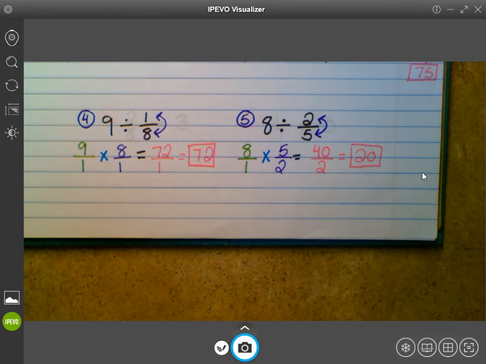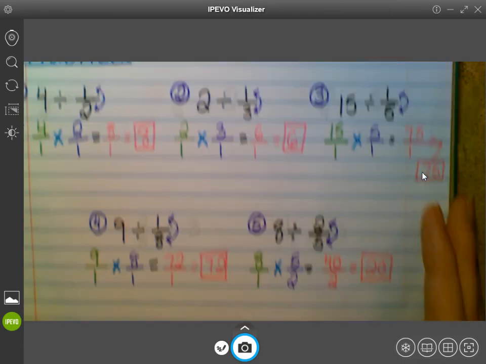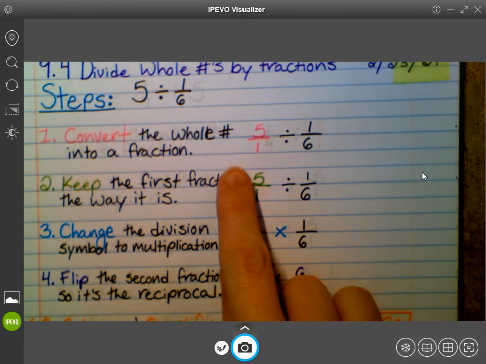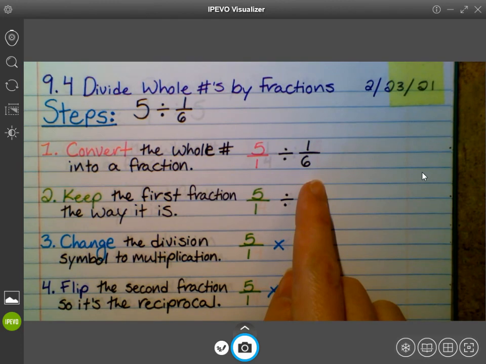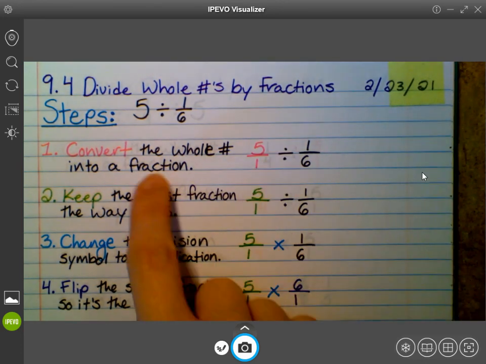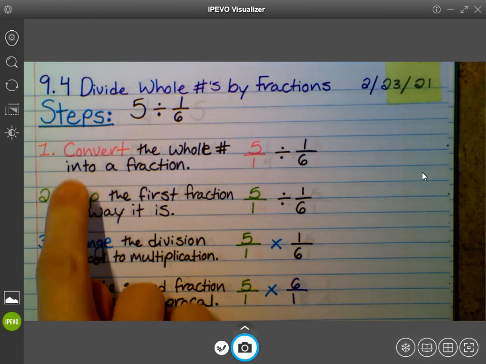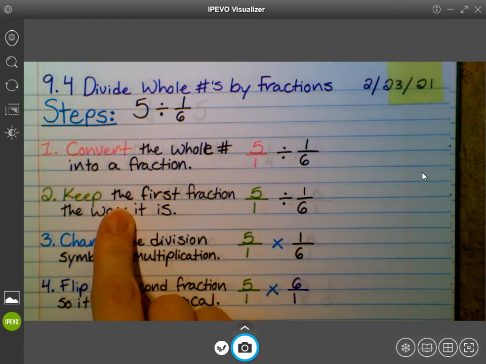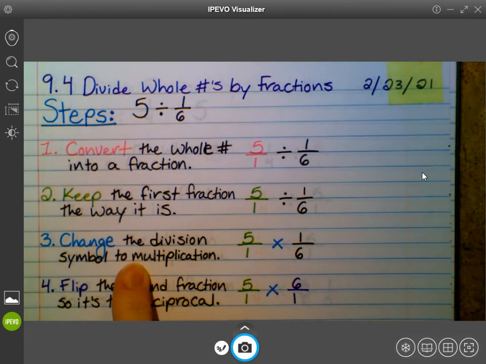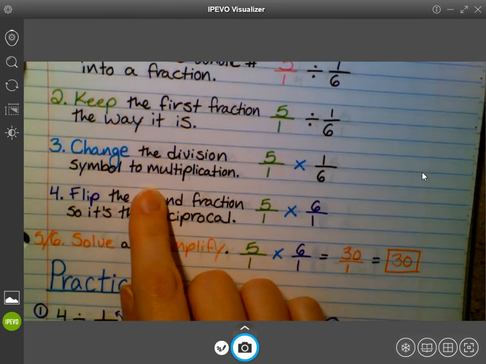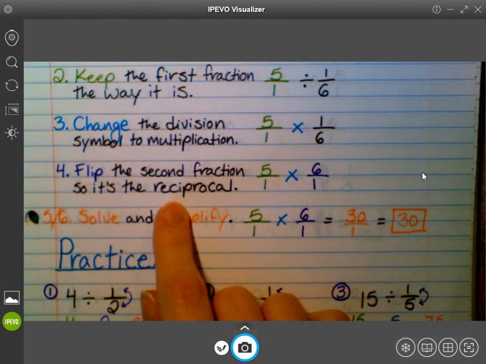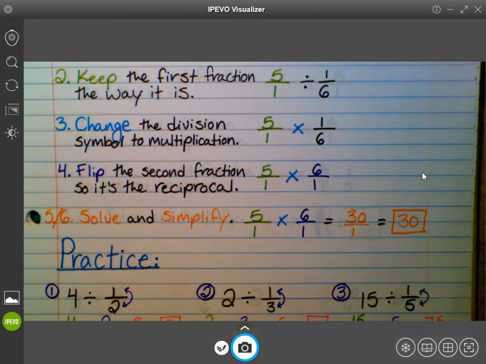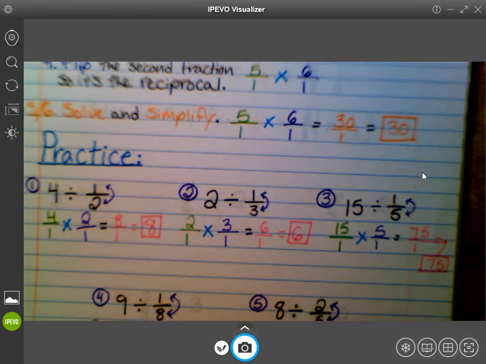In 5th grade, I will say this is the process we are going to be using for all of our division with fractions. Sometimes we might not be taking a whole number and dividing it by a fraction. Maybe we're dividing a fraction by a whole number, but we will be practicing these same steps. Whenever there's a whole number, we always convert it. Then we keep the first fraction in the problem the same. We change the division symbol to multiplication, and then we flip the second fraction so it's the reciprocal before we solve and simplify. All right, 1 through 5, how are you feeling about this skill?